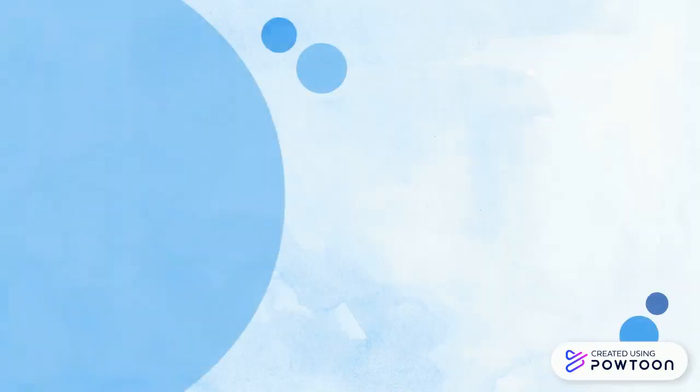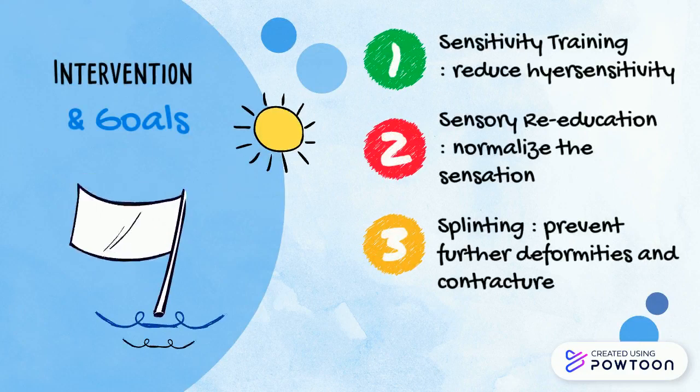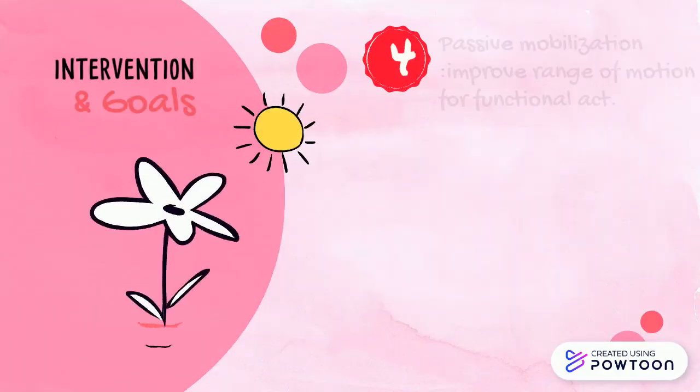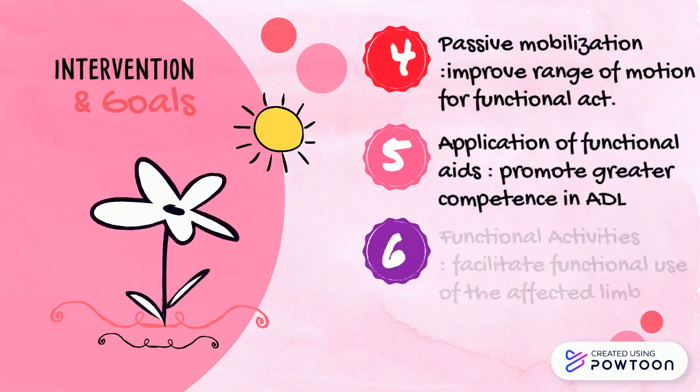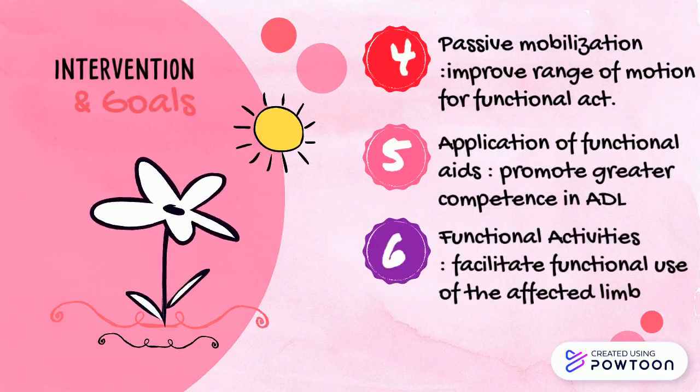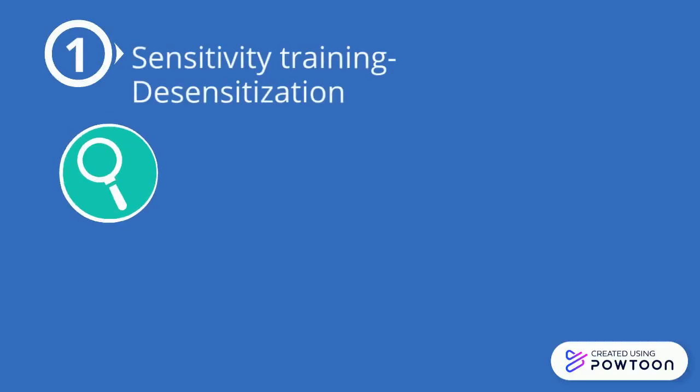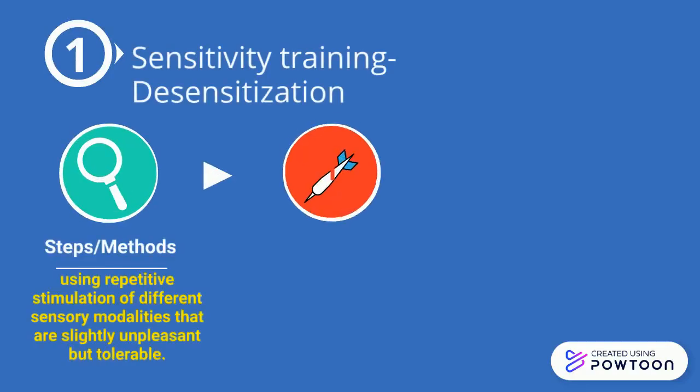The goals of these interventions are to reduce hypersensitivity, normalize the sensation, and prevent further deformities and contracture. Next is to improve range of motion for functional acts, promote greater competence in ADL, and facilitate functional use of the affected limb. The first intervention is sensitivity training, or desensitization.